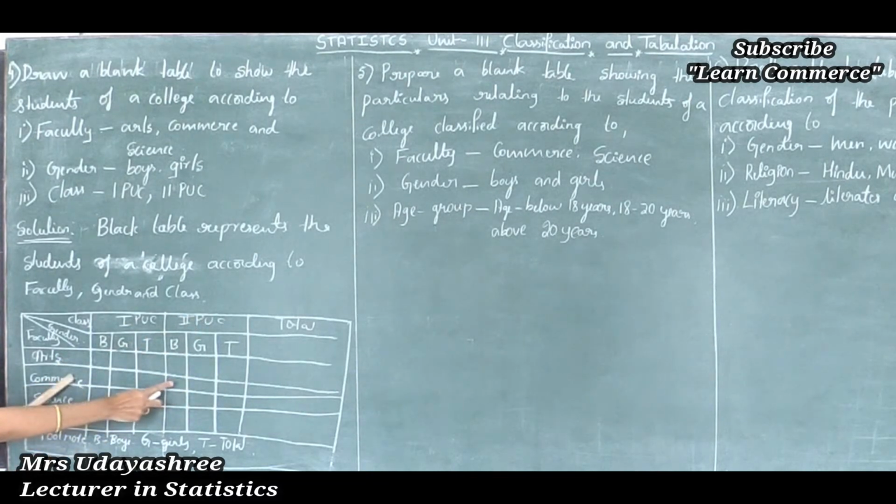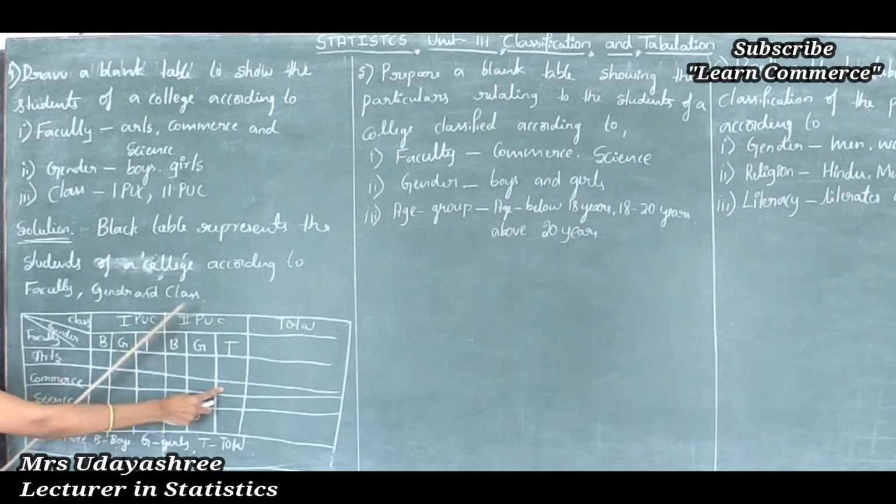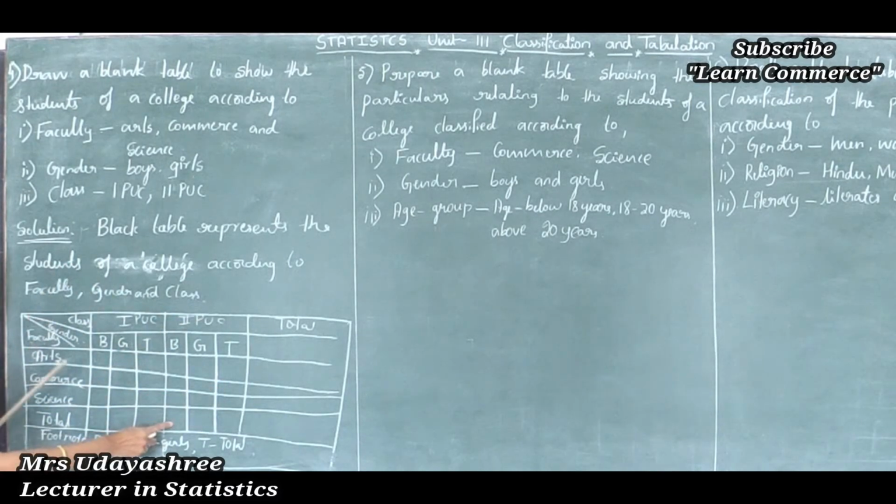Like that, this column indicates commerce boys in second PUC, then commerce girls in second PUC, and the total number of commerce students in second PUC. Like that, this column indicates the total number of boys in second PUC, this the total number of girls in second PUC, and this the total number of students in second PUC.